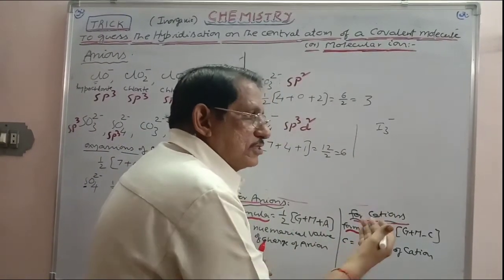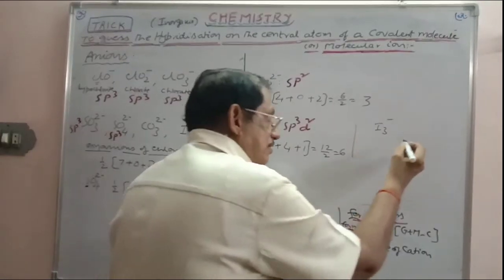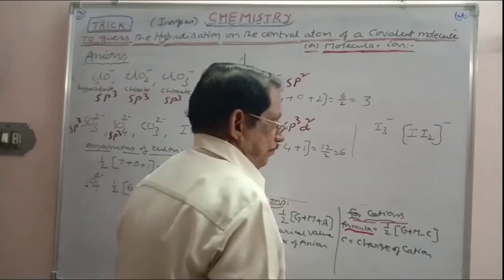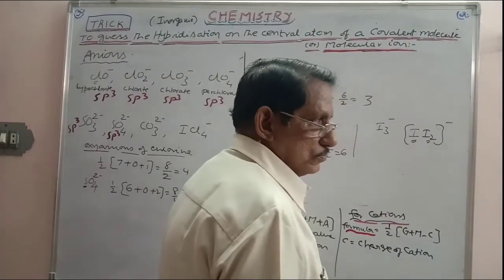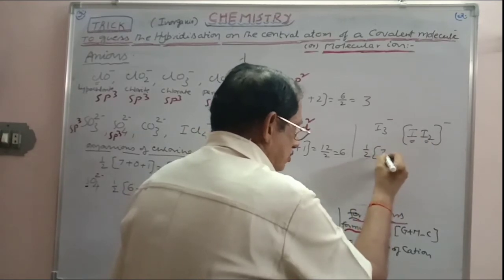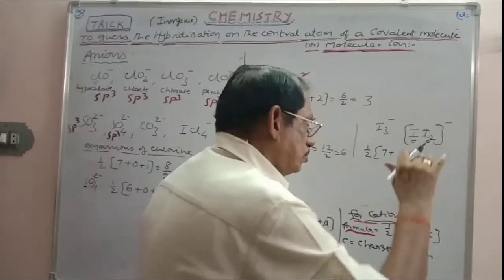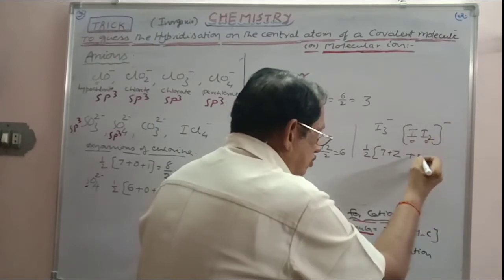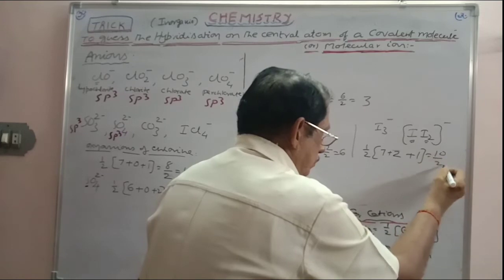If you want to write the structure, what is the central atom? There should be one central atom. And here you have to imagine like this, I2-. This is the way. Central atom is iodine, surrounding atoms are also iodines. So here, what is the central atom? Iodine, belongs to the 7th group. What are the surrounding atoms? 2 iodine atoms. Iodine is also monovalent. So 2 into 1, 2, so this is 2. What is the charge? -1. -1 means +1 you have to write. So this is equal to 10/2 is equal to 5.